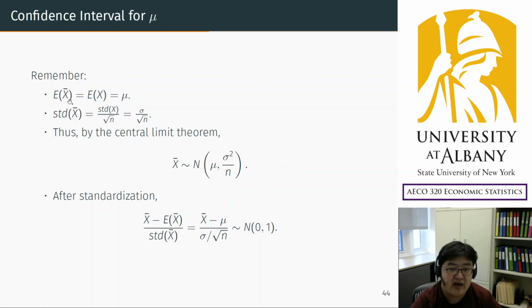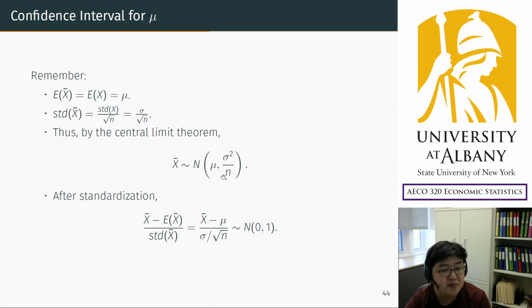Remember, the mean of x bar, the sample average, is the mean of a single outcome, which is denoted as mu. And the standard error of x bar is the standard deviation of a single observation divided by the square root of n. Remember the difference between the sample average and a single observation. Their standard deviations are different but related by this formula. If you denote the standard deviation of a single observation as sigma, then you can write it this way. By the central limit theorem, x bar is approximately normally distributed, and the parameters are already given. The mean is mu, and the standard deviation is sigma over square root n, so the variance is sigma squared over n.